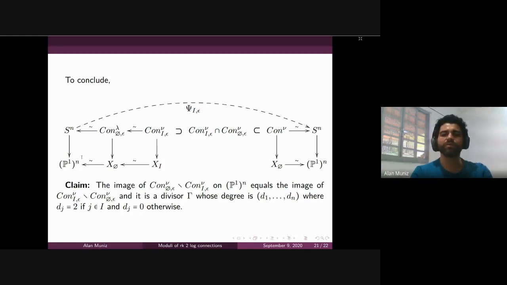Because outside this gamma, on the left side and on the right side, we can see that this map psi I epsilon is an isomorphism, maybe over this set.